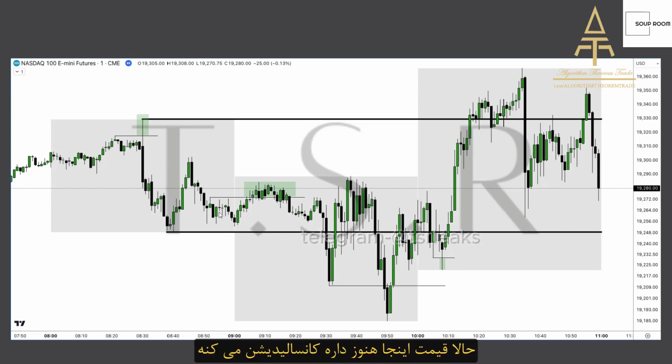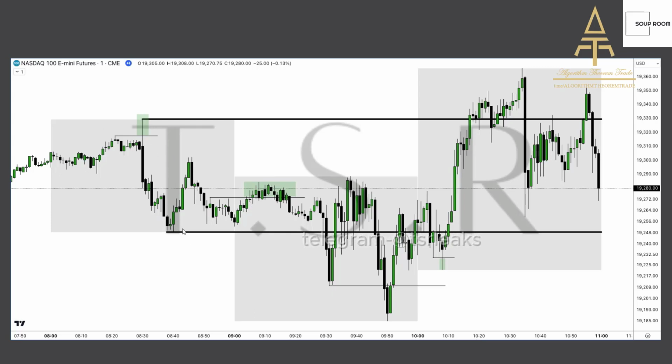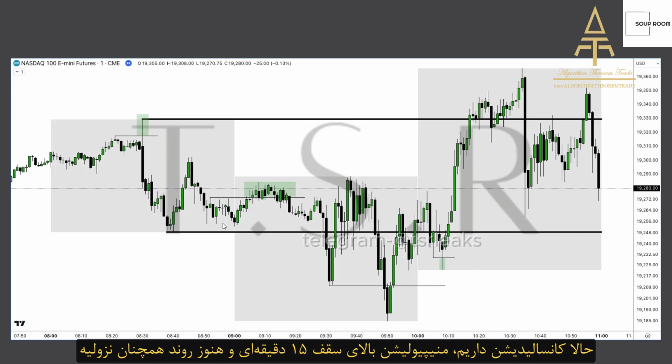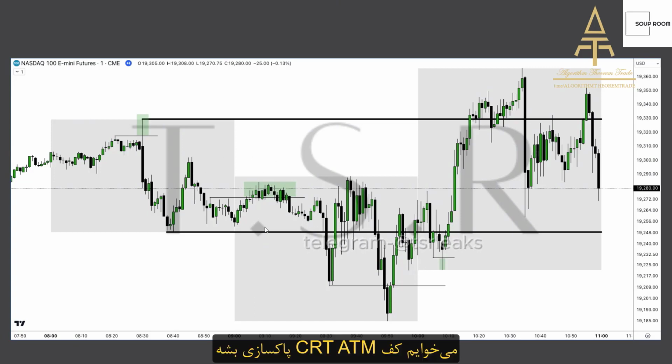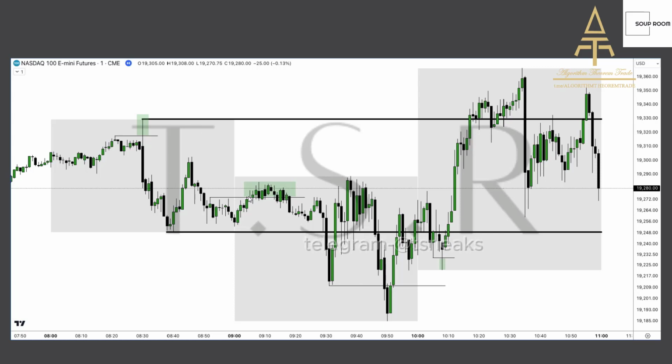Now, price continues to consolidate here. We have consolidation, manipulation, expansion. We now have consolidation, manipulation above a high, 15-minute high. We are still bearish. We want the low of this 8 a.m. CRT to be purged. Range low hit into a key level.